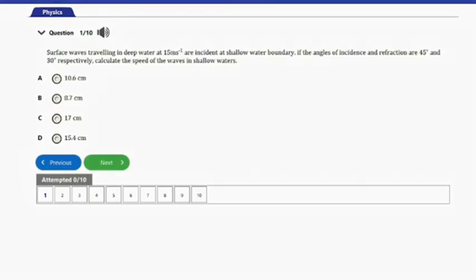In today's video, we have here these 10 questions to answer on the topic properties of waves. So ensure to stay till the end of this video. Let's go ahead and start with the first question here.